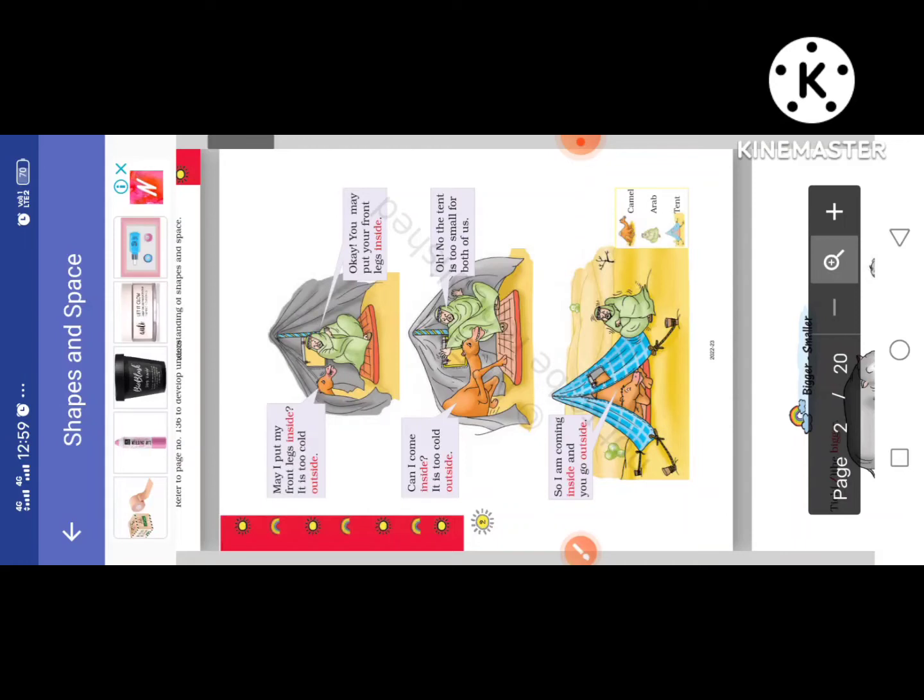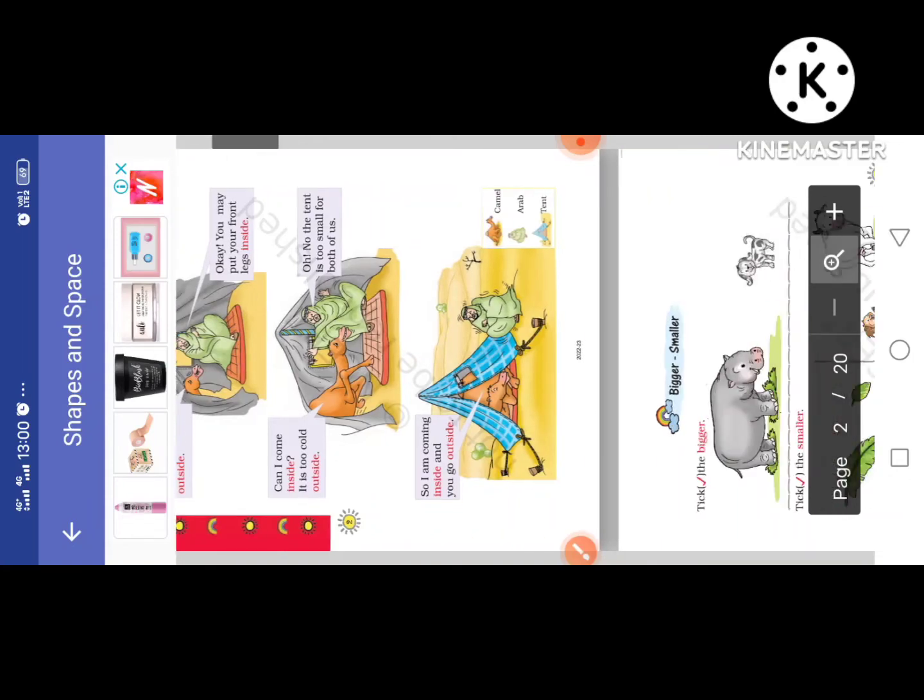The man said, oh no, the tent is too small for both of us. We both cannot sit inside this tent because the tent size is very, very small. So I am coming inside and you go outside. So the camel, the desert animal, the man named Arab, and there is a tent.